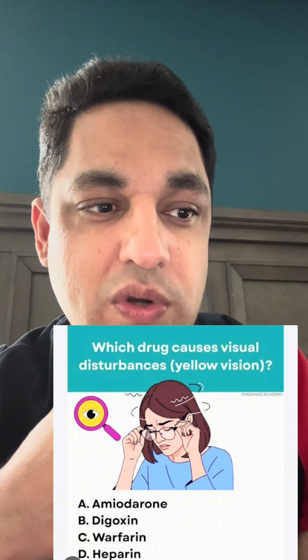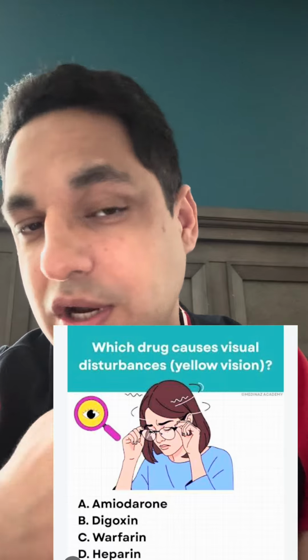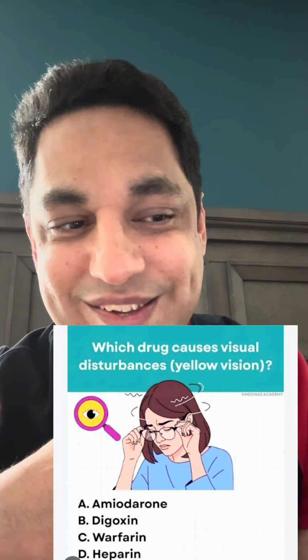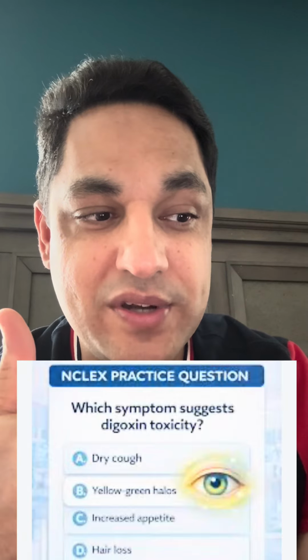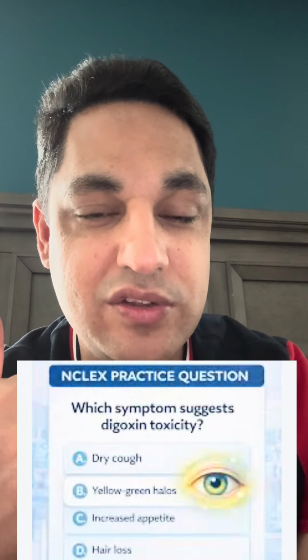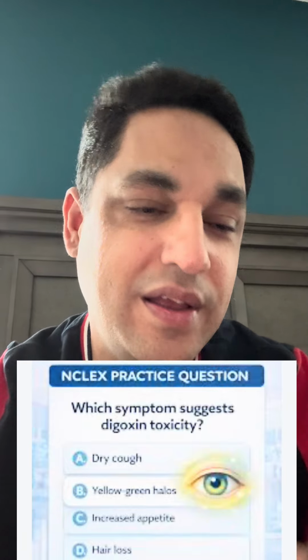Which drug causes visual disturbance and yellow vision? Of course, digoxin. B, right? Which symptoms suggest digoxin toxicity? Visual disturbance, right? Yellow, green halo lights, that would be digoxin toxicity. So answer B is your final answer.